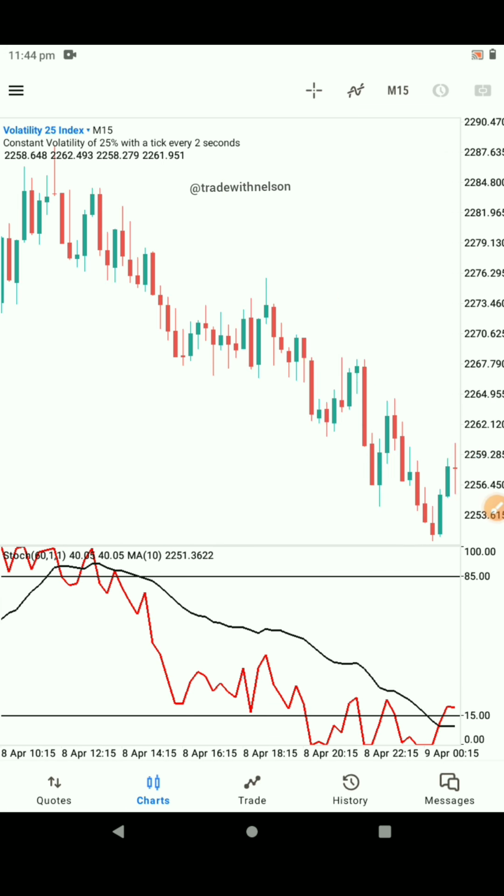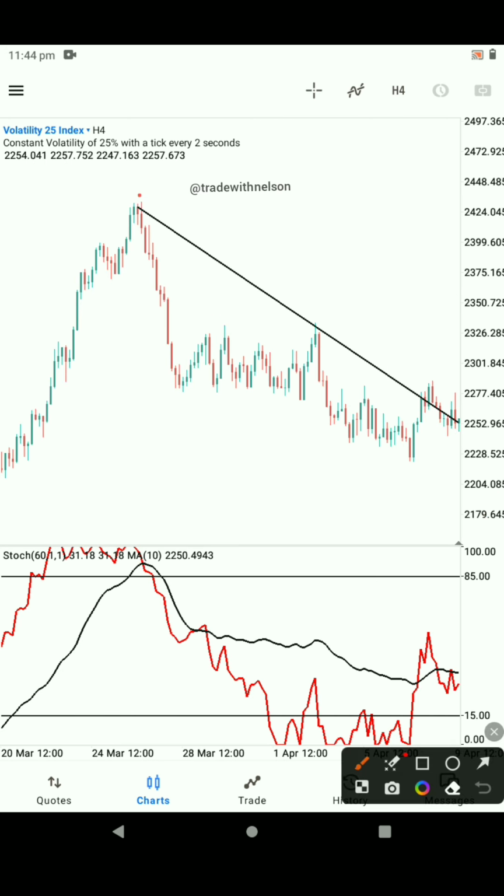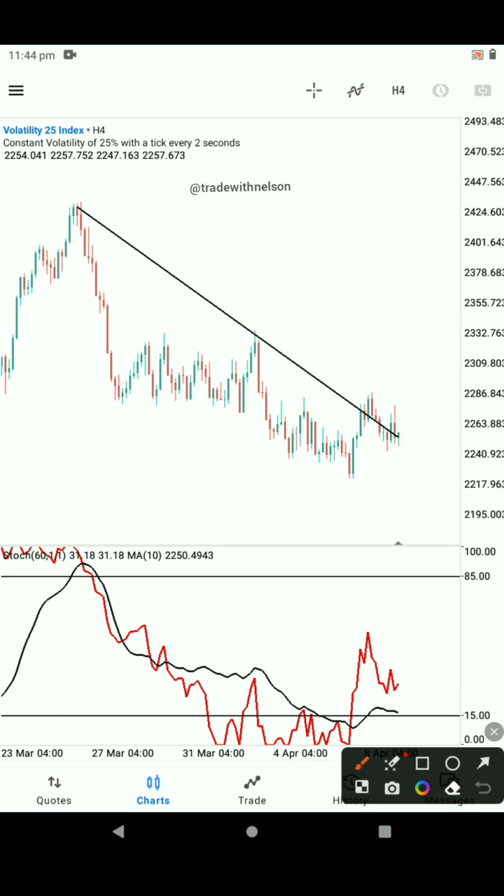You go to your 4-hour time frame and look for a very perfect trend line, a trend line around this point. First touch, second touch, third touch. So this is the current market. You can see over here, candles are still printing. So we also have an intermediate trend line.